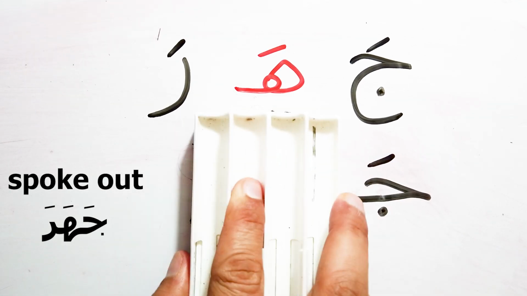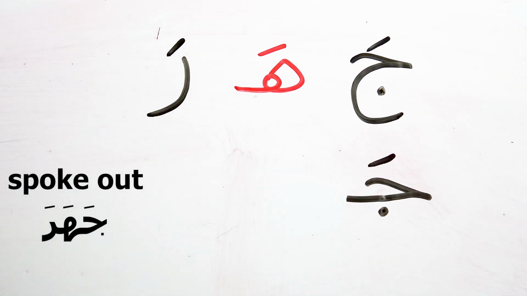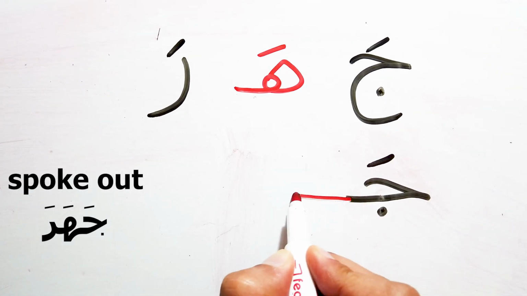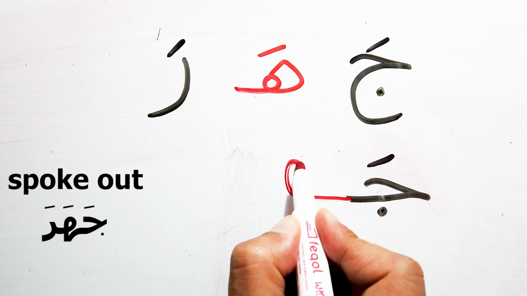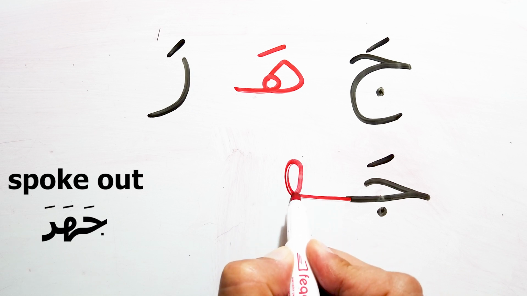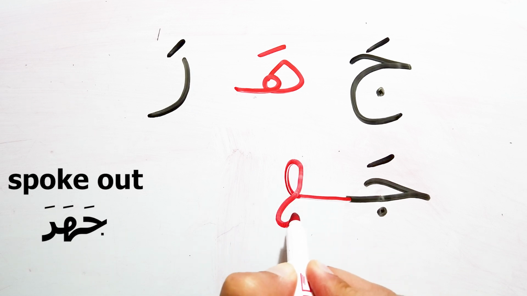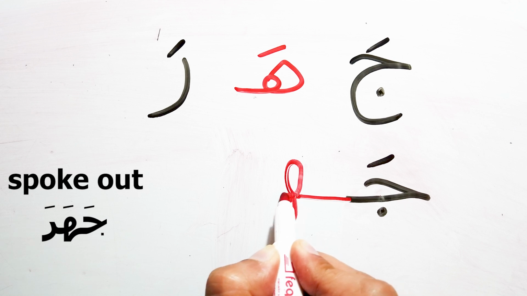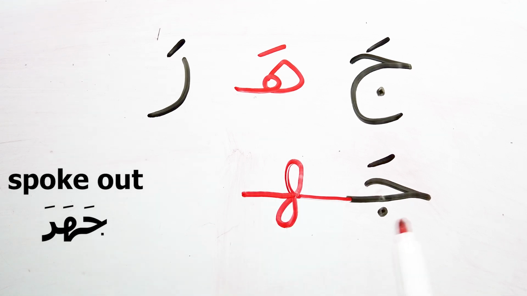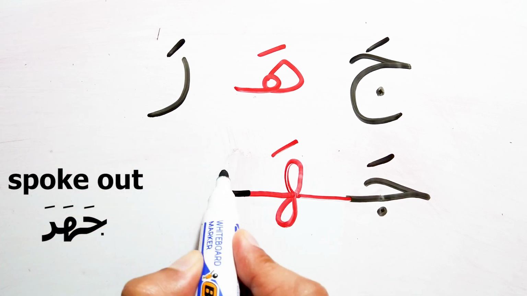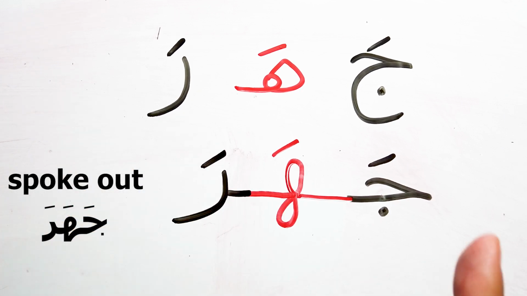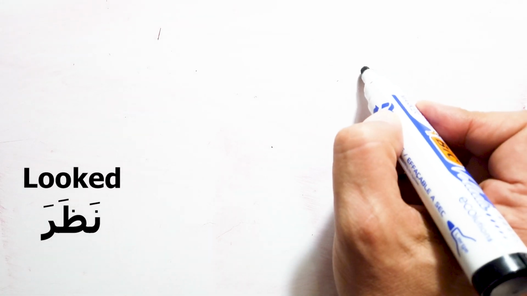Let's write it one more time, slower, okay? So I go like this, and then I do like this, and then like this, like number 8 in English. Ja, ha, ja, ha. And finally we have ra. It's pretty easy. Ja, ha, ra, jahara, jahara, nazara, nazara.